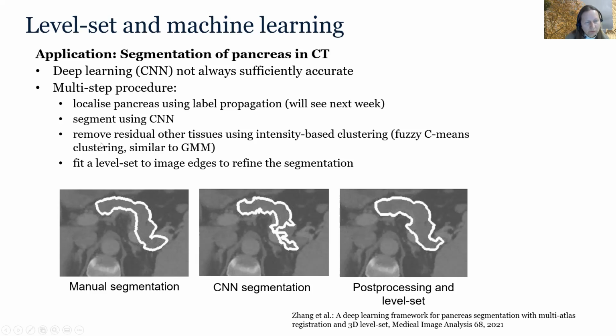So what they decided to do about it is to use some post-processing. First of all, they remove residual other tissues using intensity-based clustering. In their case, it's fuzzy C-means clustering, and this is very similar to a Gaussian mixture model. And finally, they fit a level set to image edges to refine the segmentation. As I said, level sets need to be initialized really well. So if they have a decent segmentation, they can use it for initialization, and they just evolve the level set a little bit to stick to the edges better. And that way they obtain a much better segmentation than they originally had.